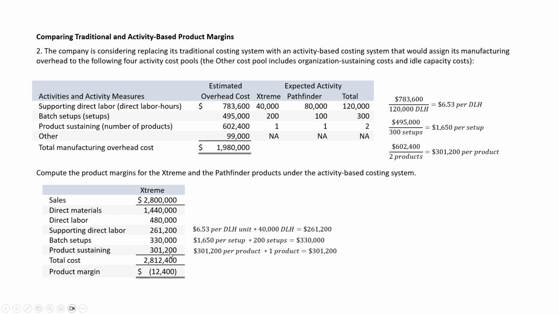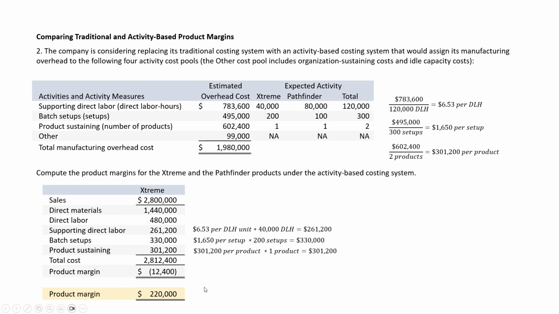When we take that $301,200 of product sustaining, batch setup of $330,000, supporting direct labor of $261,200, direct labor of $480,000, and direct materials of $1,440,000, we get a total cost using ABC costing of $2,812,400. Subtract that from our sales of $2,800,000, and this time we have a higher cost than sales. So our product margin is actually a loss because, again, costs are higher than sales. It's a loss of $12,400.